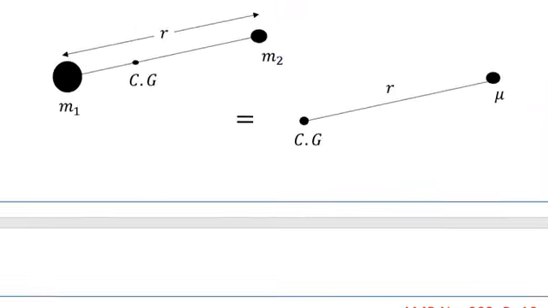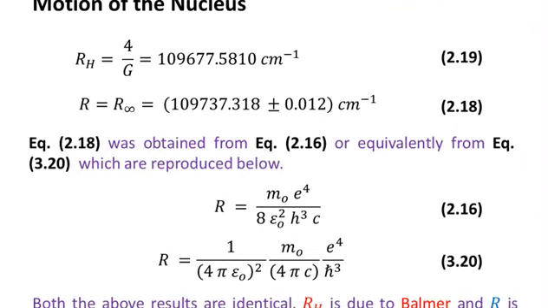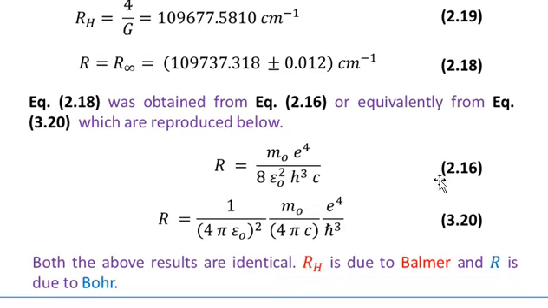So you see that this value of R now needs a correction, and it means that equation 3.20 needs a correction over here. And what we need to do is that if you replace m0 with the value mu, then this R will be referred to as RC, that is the corrected value of the R value.